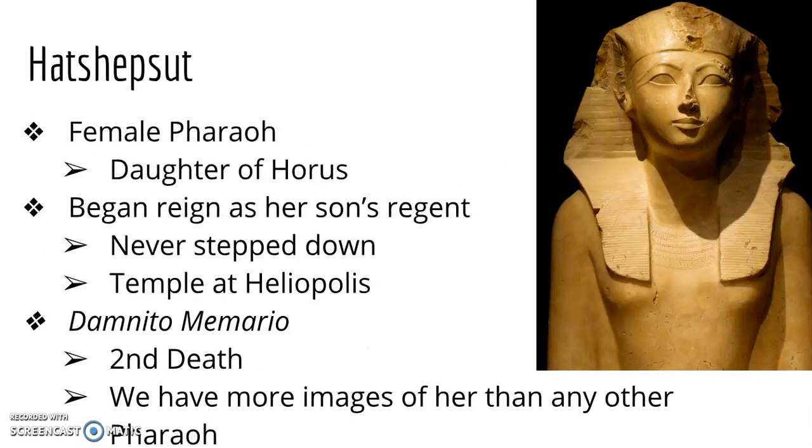So, Hatshepsut. Now, Hatshepsut is remarkable because she is a female pharaoh. In fact, during her lifetime, she was given the title of the daughter of Horus. So this gets into a rather interesting facet of the Egyptian religion. In the Egyptian religion, each pharaoh was not the father of his own children. Rather, each Egyptian pharaoh is the child of Horus.